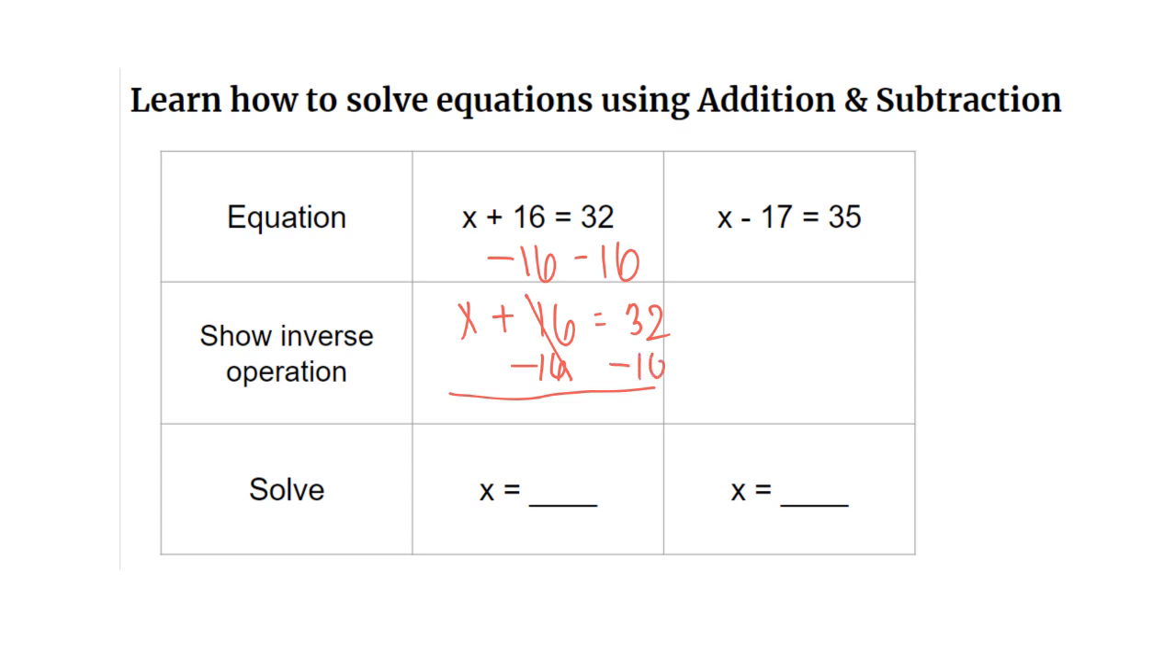But then 32 minus 16 is going to give me 16. So my answer is x equals 16.